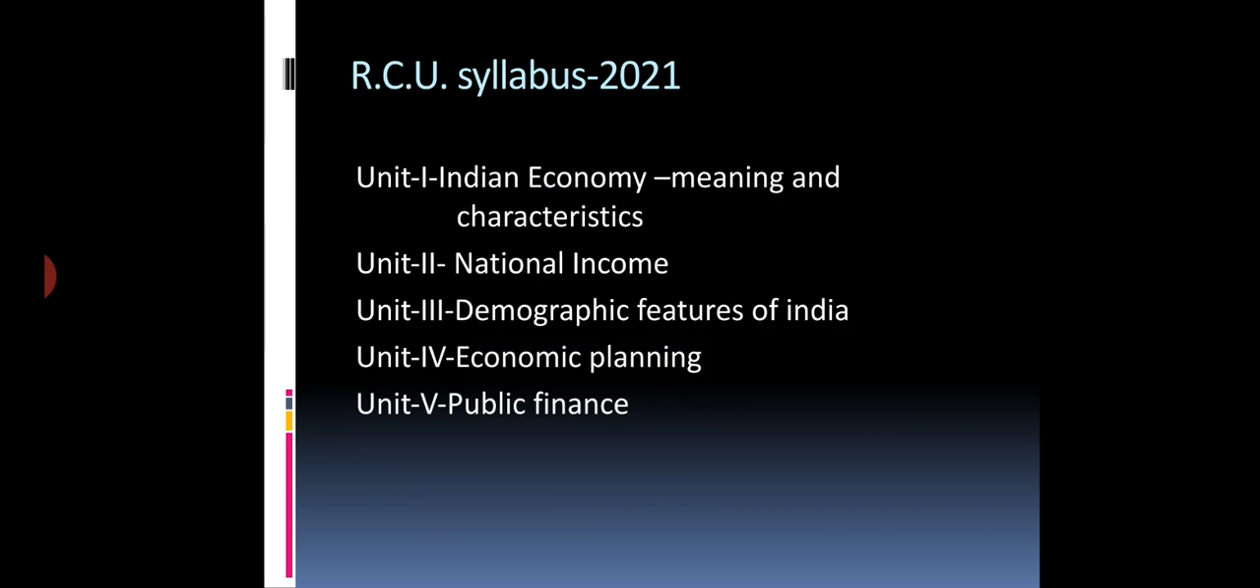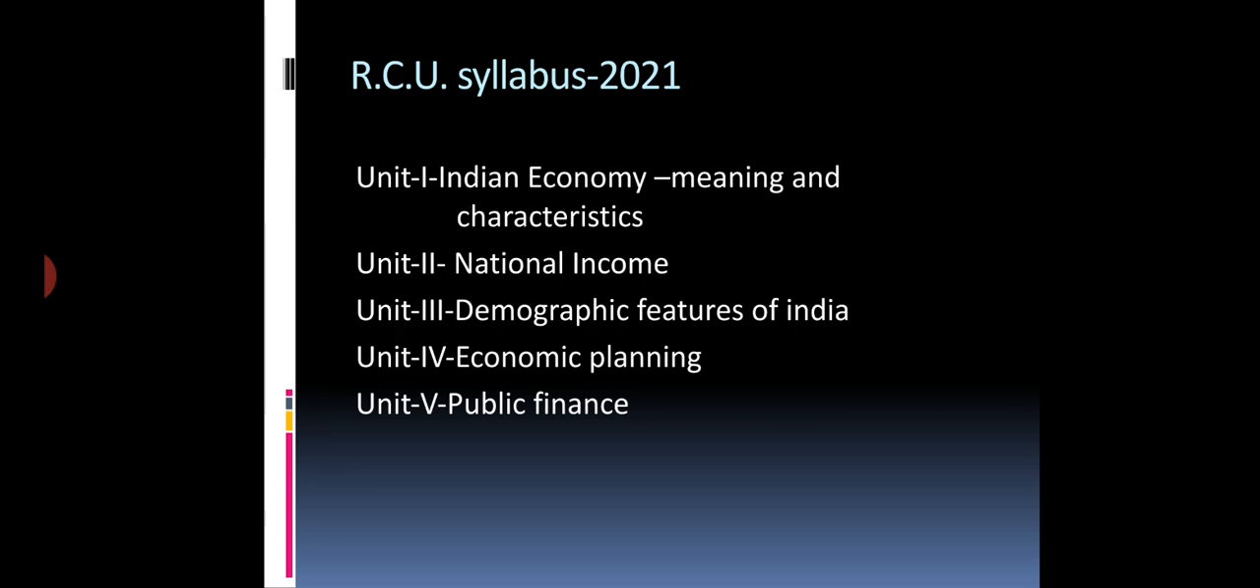Friends, the whole syllabus is divided into 5 units. For instance, unit number 1 deals with the meaning of Indian economy, developed and underdeveloped economy, classification of the economic systems of the world, characteristics of developed and underdeveloped economy, whether India is a developing economy, economic reforms of 1991 and economic development, environment and economic development.